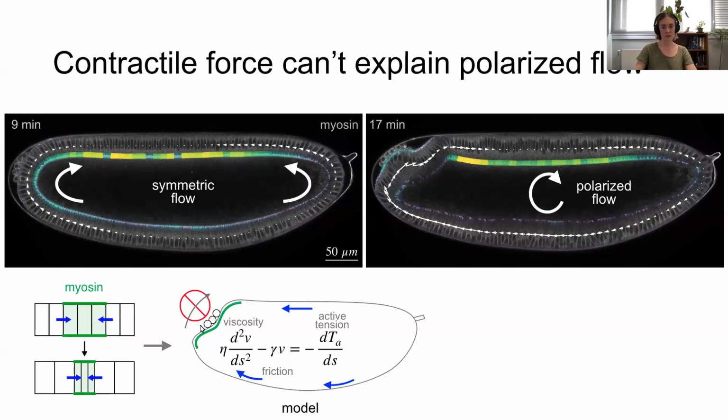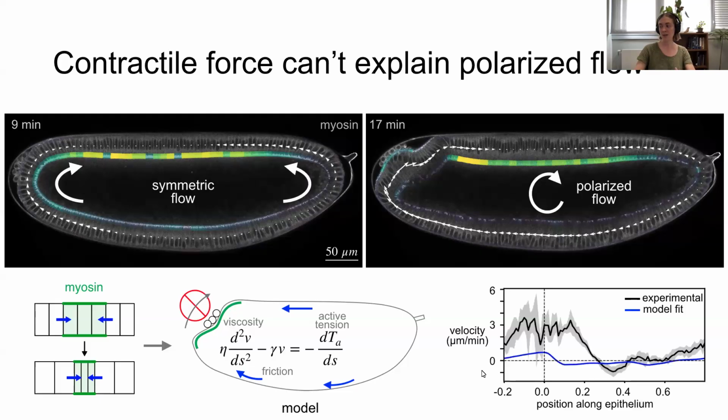But now if we go back to our model and we add in a new patch of myosin in a different location, we see that this model predicts that we should have still a symmetric phase of flow, but just centered around a different region of the embryo. And indeed, we can try to fit our model to our experimental data, and we see that it does a terrible job.